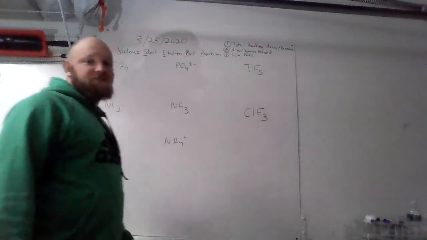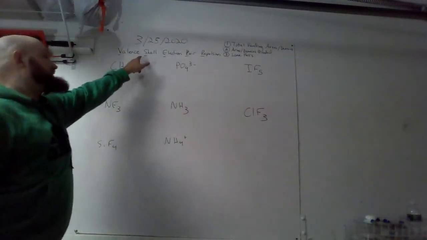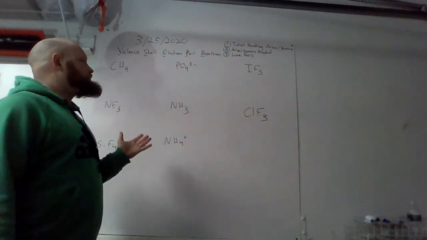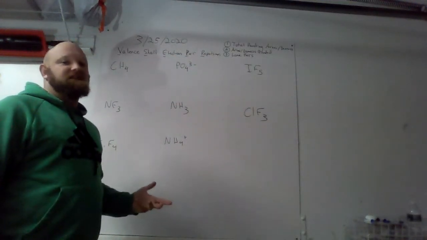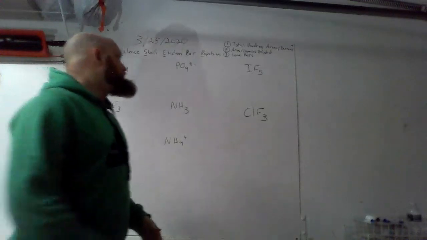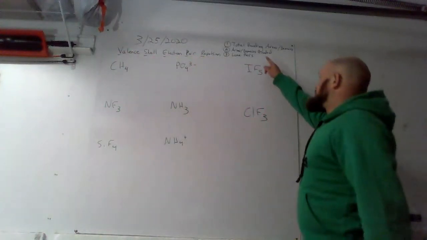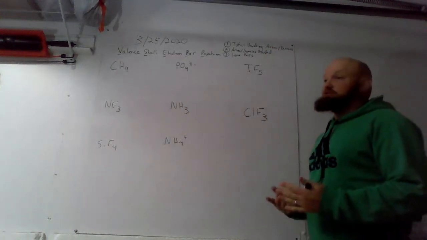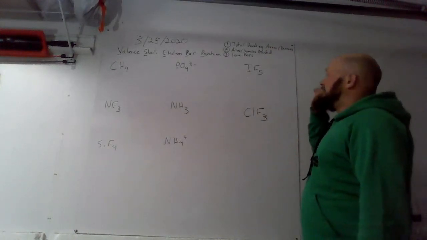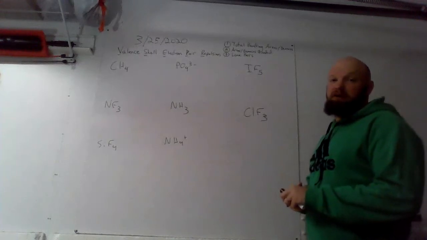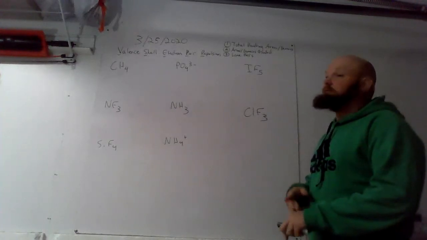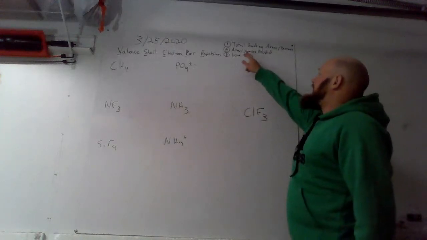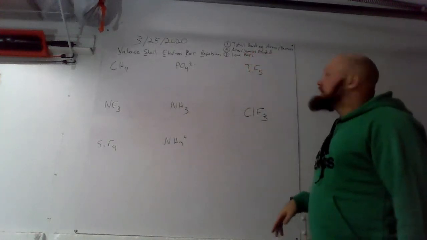Okay, so VSEPR stands for Valence Shell Electron Pair Repulsion. What it really is, it's a 3-number set that tells us the shape. Our first number tells us the total number of bonding areas or domains. We use that term area or domain interchangeably. That can refer to either a lone pair or a bond. A single, double, and triple bond all count as the same thing. The second number tells you how many areas or domains are bonded, and the third one is how many are lone pairs.